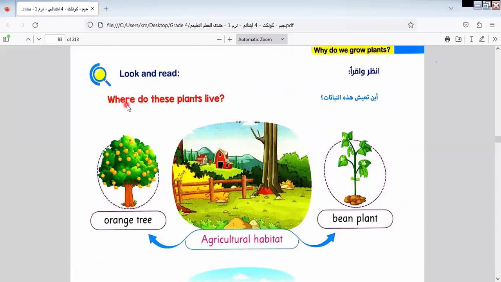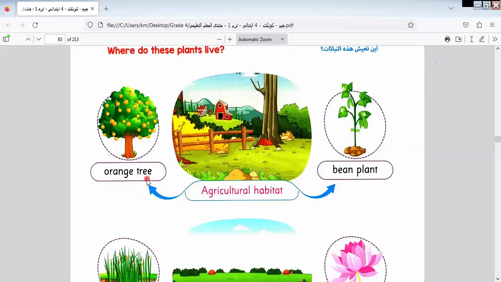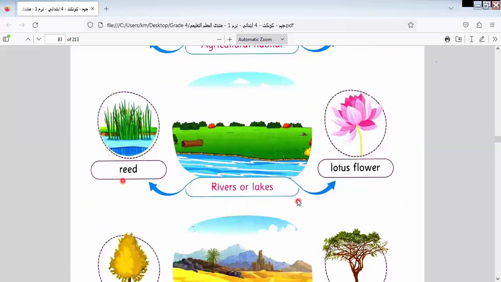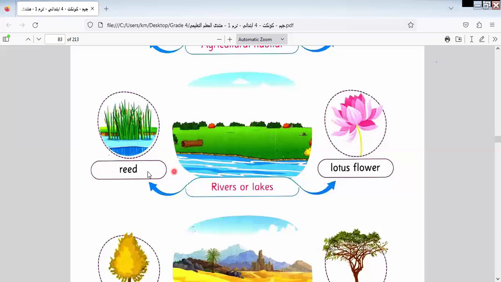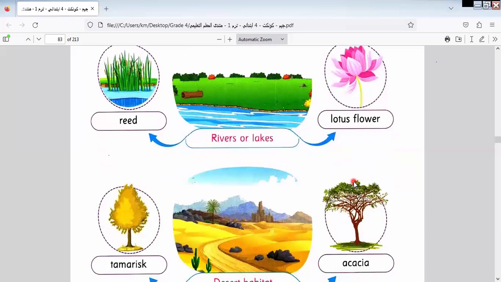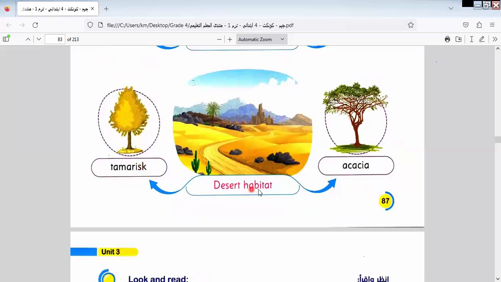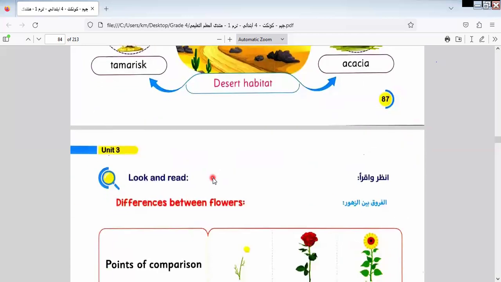Here we are asked about a place. Where do these plants live? Here we have orange tree. Here we have agriculture habitat. Here we have orange tree, bean plant. Here we have rivers and lakes, reed and lotus flower that live in the water. Reed and lotus flower. Here tamarisk and acacia, desert habitat.